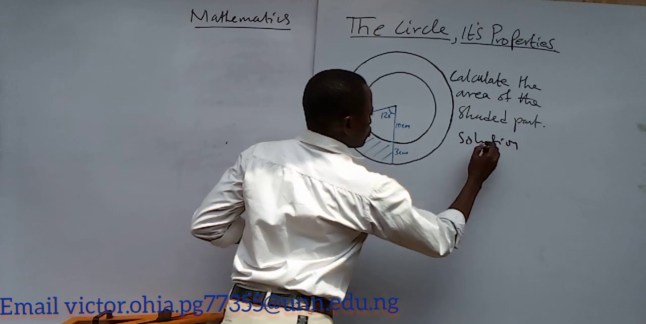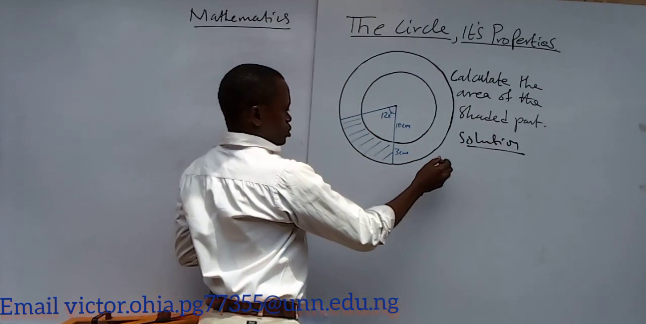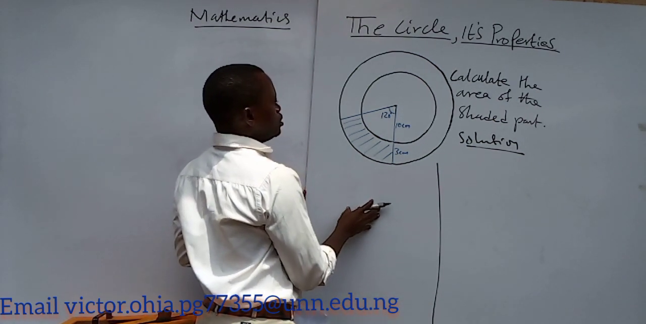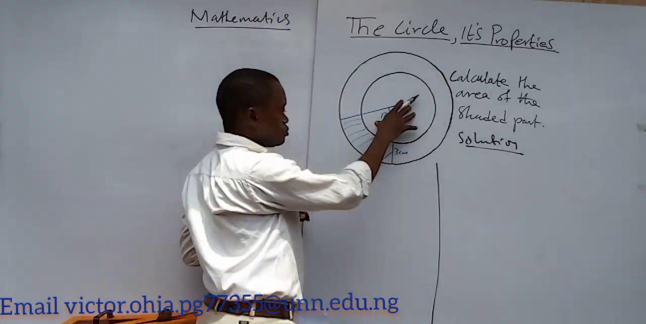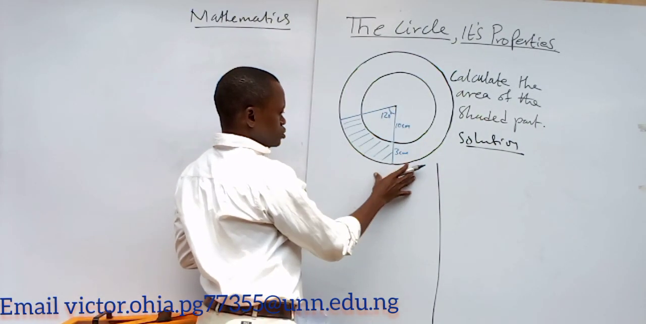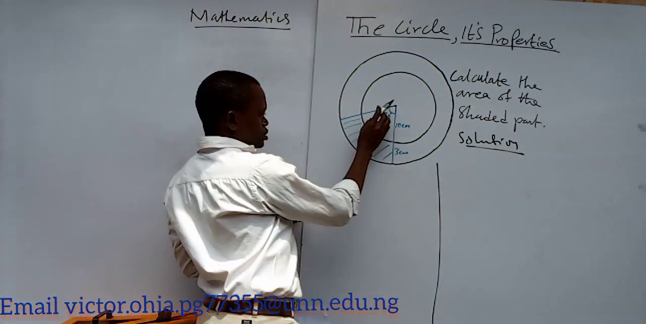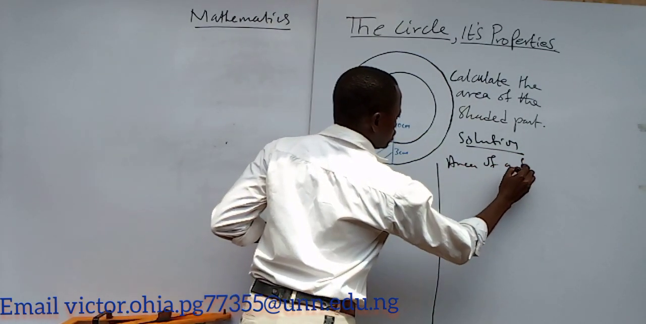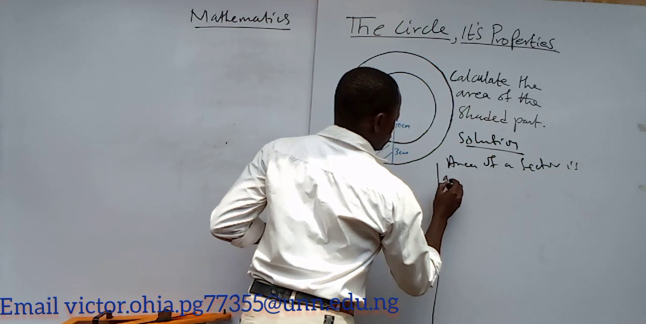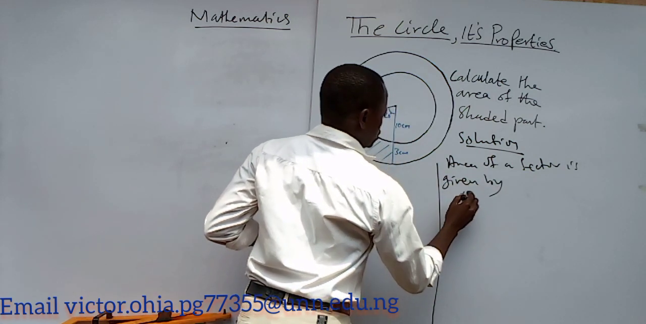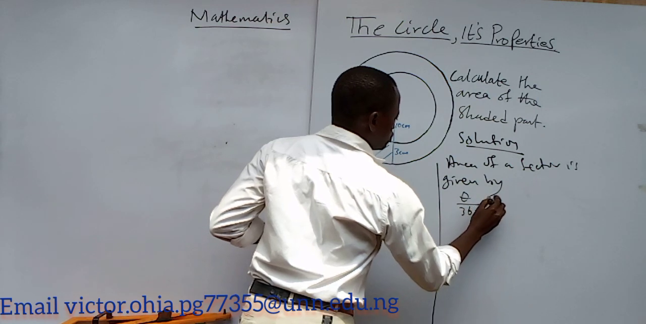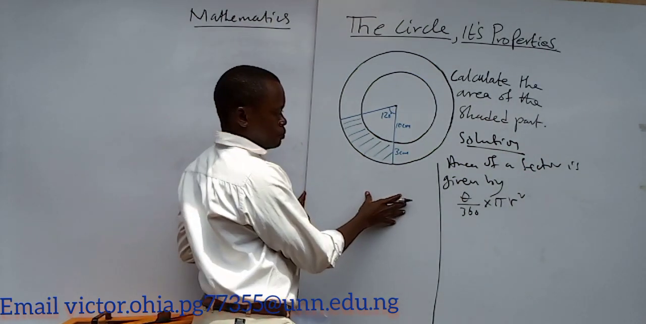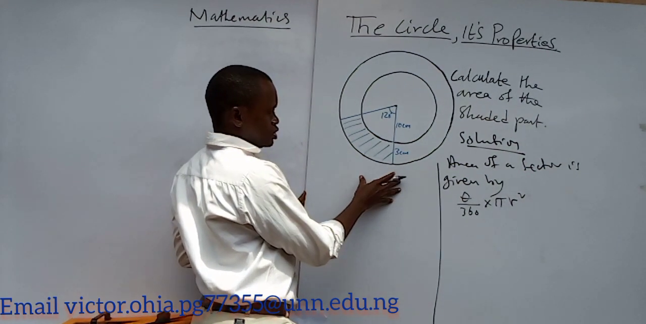Solution. How can one solve a problem like this? This is a circle inscribed in a circle. There is a smaller circle and there is a bigger circle. So if you know that this is called a sector of a circle, and you know that the area of a sector is given by theta over 360 times pi r squared, we can be talking about the bigger sector here.